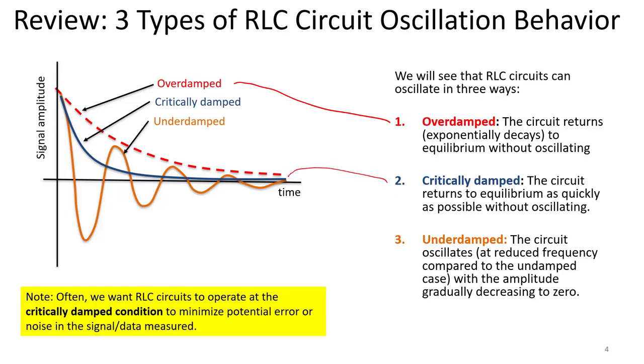Critically damped is typically our most desired case. And in critically damped behavior, we see that our circuit returns to equilibrium as quickly as possible. And then finally, we have the underdamped case. And in the underdamped case, we see that our circuit will have this oscillating pattern in its signal over time, and then the amplitude of these oscillations gradually decreases to zero.